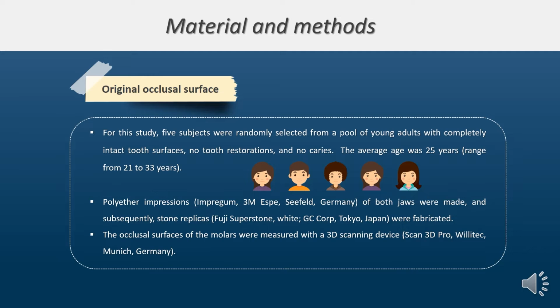Five participants from the age of 21 to 33 years who have intact tooth surfaces were involved in this study. Polyester impressions were made for both jaws, and then stone replicas were fabricated. After that, the occlusal surfaces of the molars were scanned with a 3D scanning device.